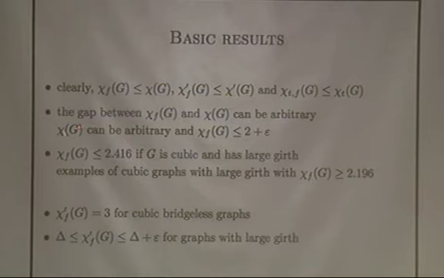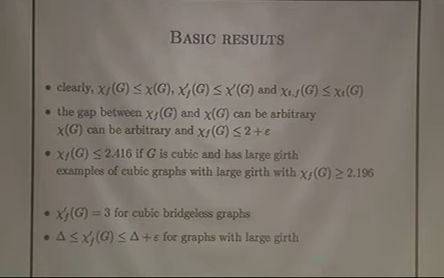So for instance, the chromatic number can be arbitrarily big and the fractional chromatic number of a graph can be arbitrarily close to 2. So there are graphs whose fractional chromatic number is at most 2 plus epsilon for any given epsilon, and the chromatic number is 10 million, billion, any number you prescribe.